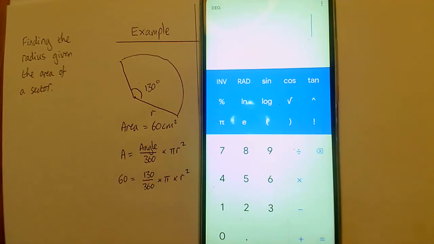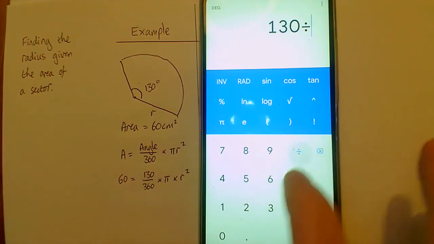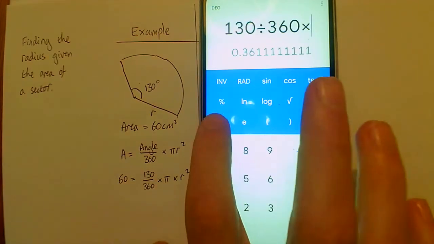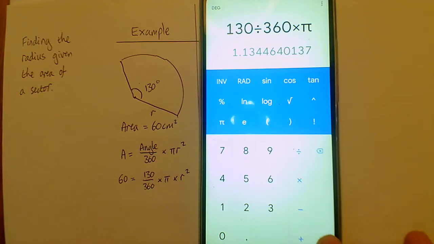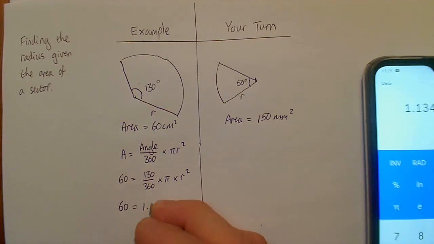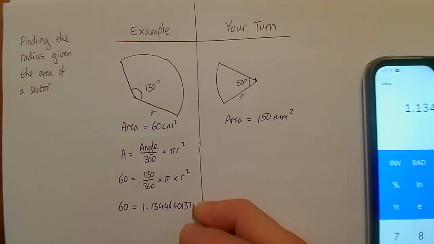So there's the calculator. We are doing 130 divided by 360. So that's that first bit times pi. So even without a fraction button, you can still put this in. That therefore is giving us 60 equals 1.13446 times r squared.